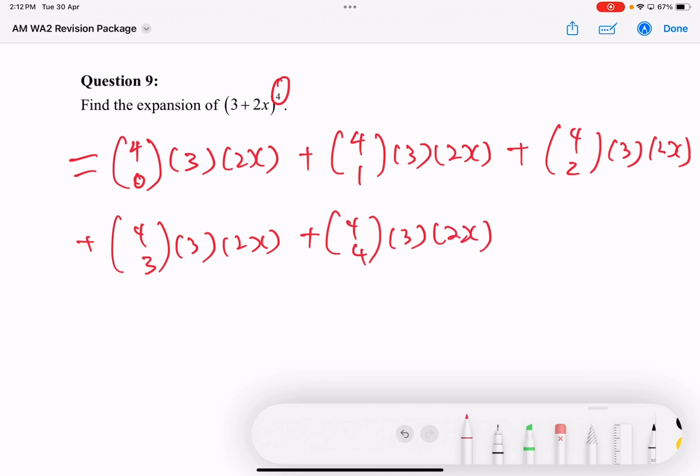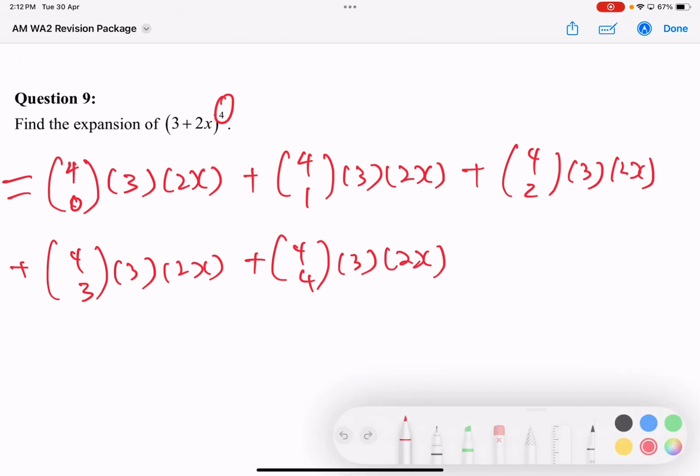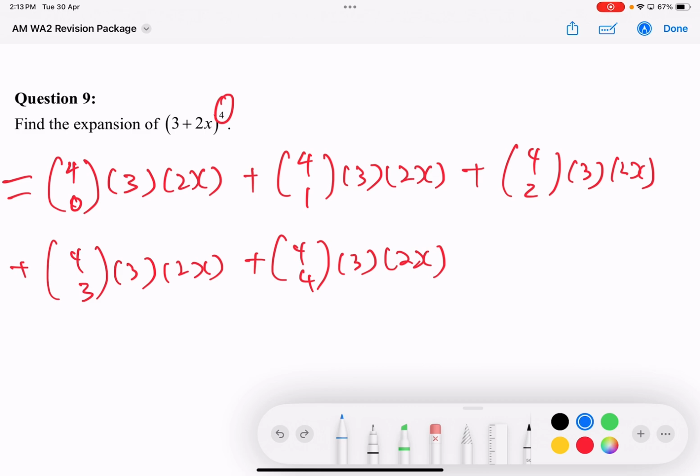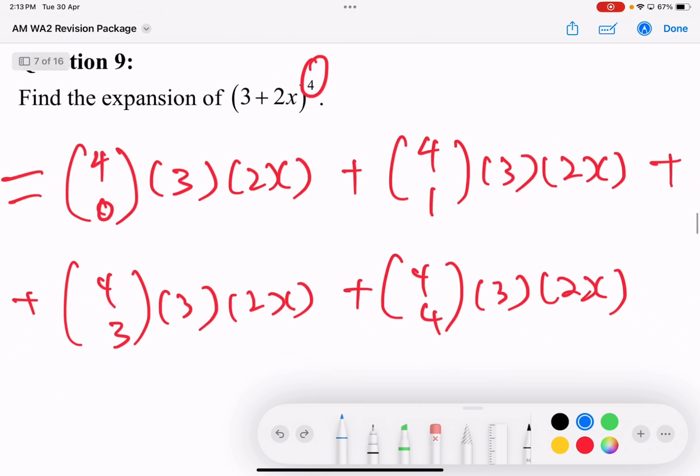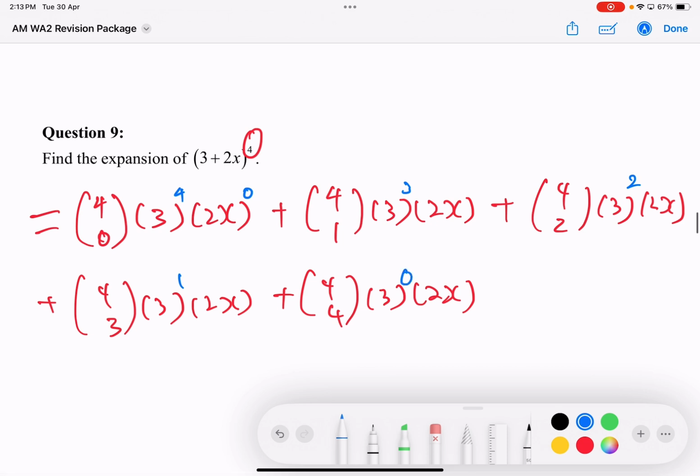But this is not all. The next thing you need to write down is the powers. Just remember the first one is descending. The way I remember it is, the first value here is 4, so the first term's power is 4, and it will be descending. So if this is 4, the next one is going to be 3, then 2, 1, 0. For the second term, if it starts from 0, then it's ascending.